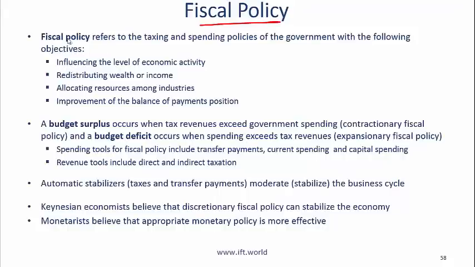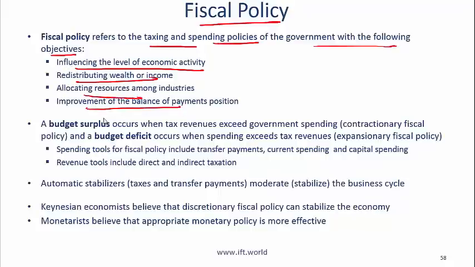Fiscal policy. Fiscal policy refers to the taxing and spending policies of the government with the following objectives: influence the level of economic activity, redistribute wealth or income, allocate resources among industries, and improve balance of payments position. There might be other objectives, but these often are the major ones.